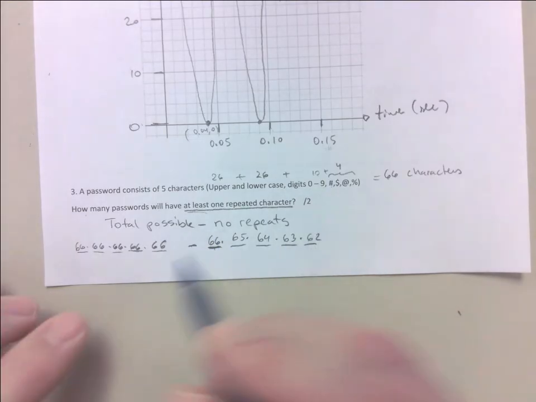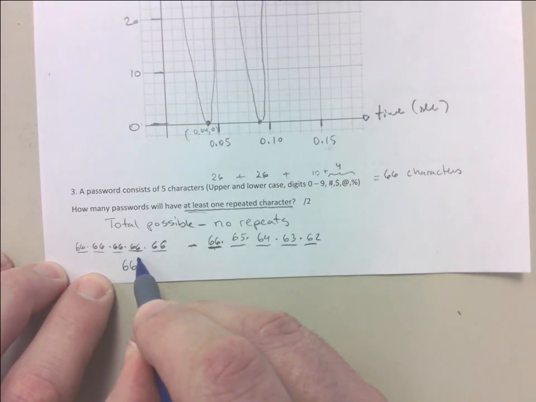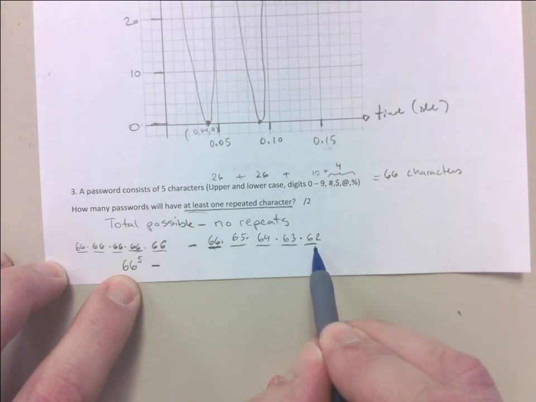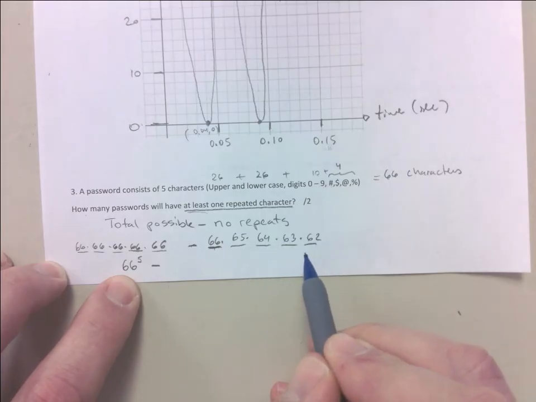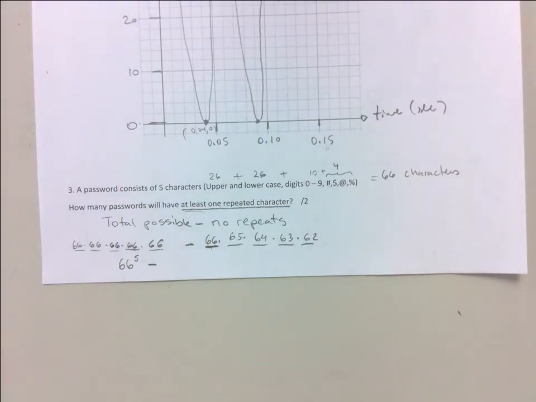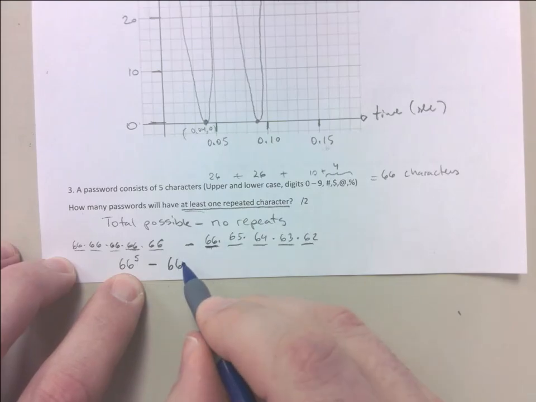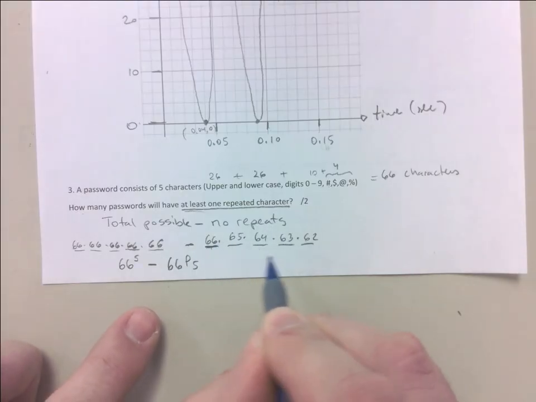So remember that. How do you rewrite this? This is 66 to the power of 5 minus, how do you write this differently? Do you remember perms? I should get a perm, right, one of these days. 66 pick 5. Do you remember that? 66 pick 5 is the same thing as doing this.